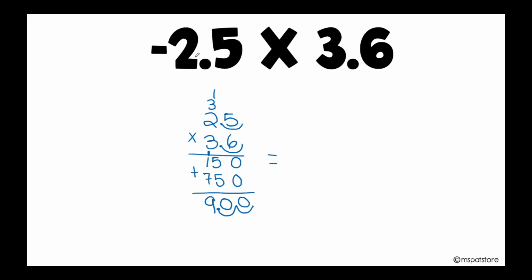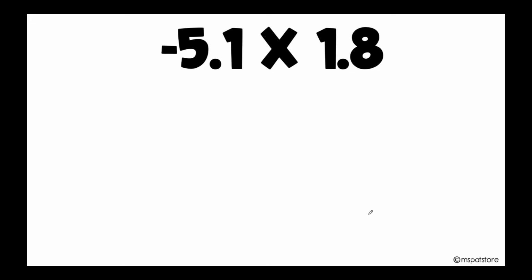So remember, they have different signs, so my answer has to be negative. Negative 9 wholes. Or it could be negative 9.00. This is the same, okay? Please pause the video and try to do this multiplication.